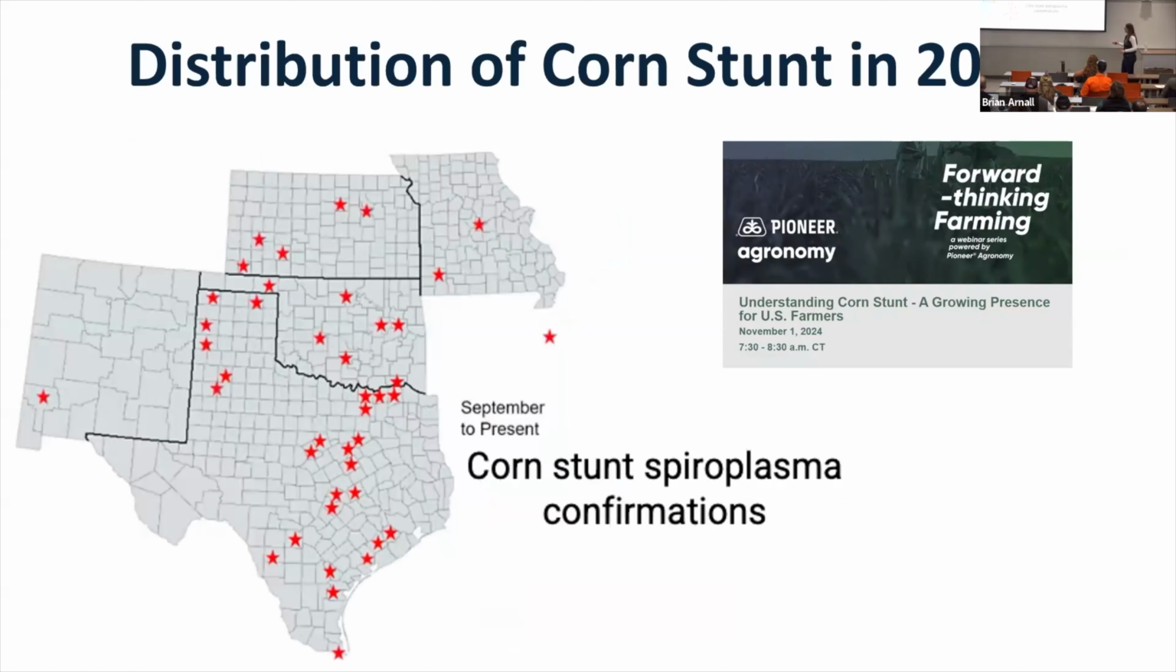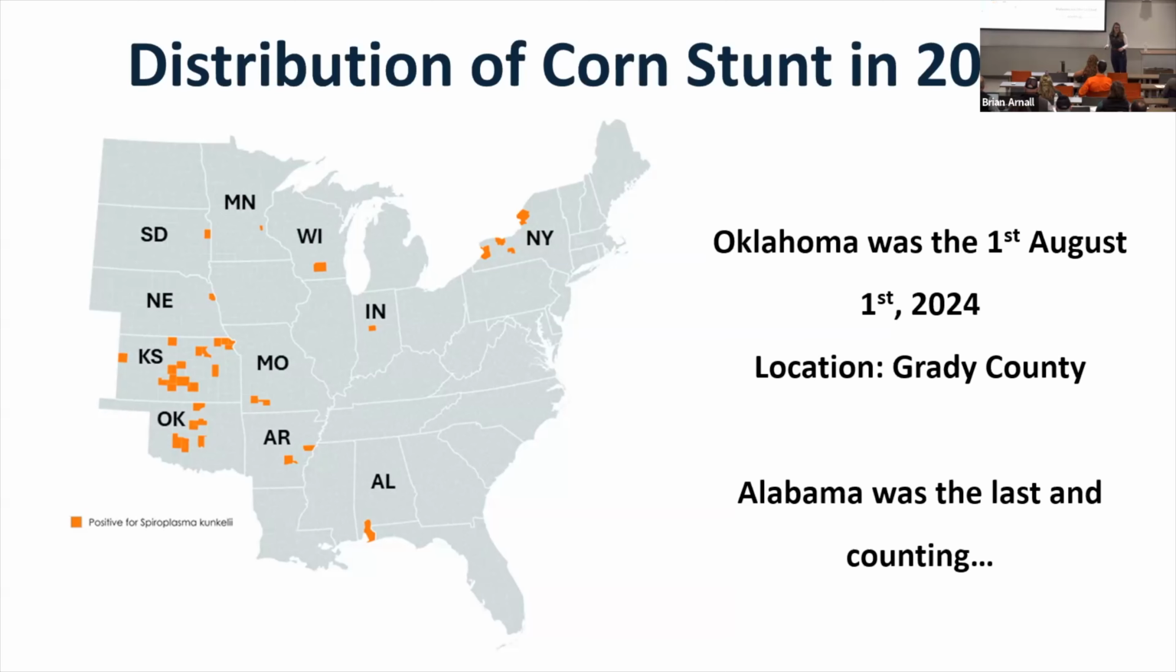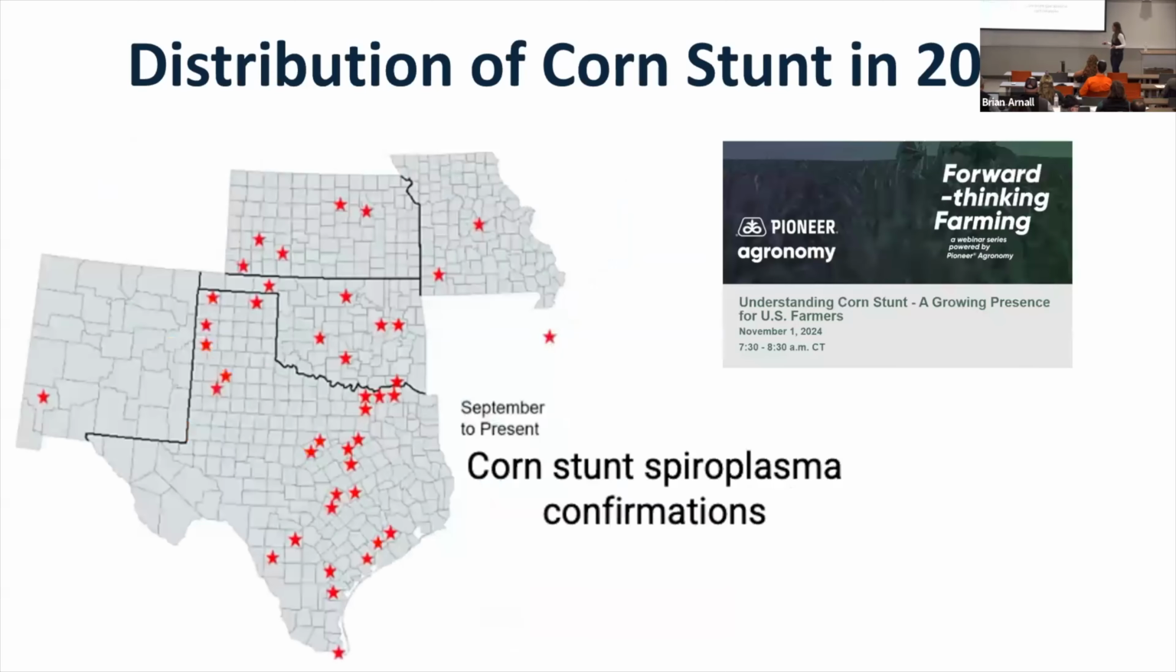And you're probably wondering, where is Texas in this map, right? Texas is missing here. So here we have a map that we pulled from a webinar presentation conducted by Pioneer, called Understanding Corn Stunt. It reported that Corteva has a diagnostic lab and is able to collect samples across these states and confirm the presence of corn stunt.